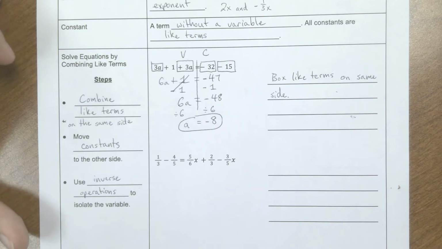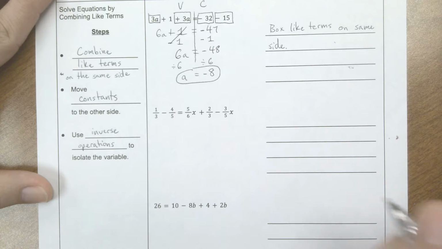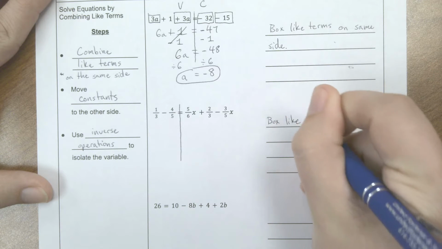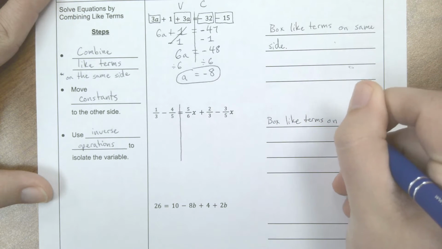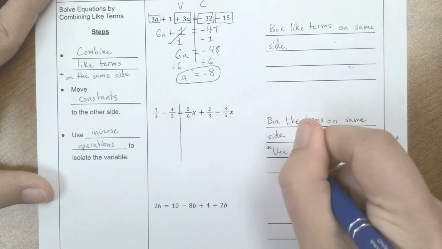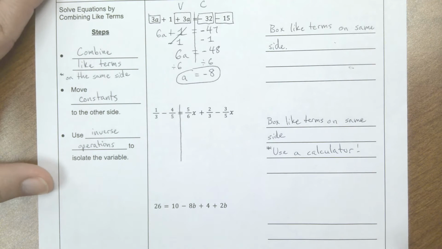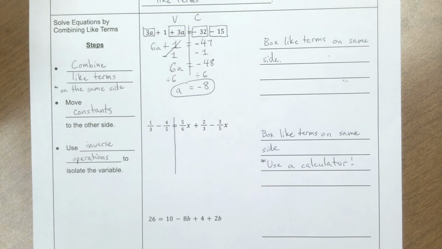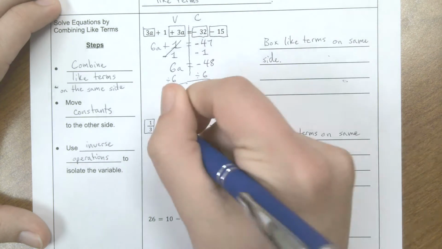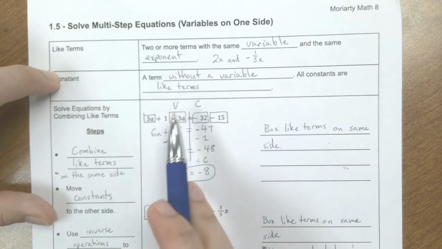Okay, there we go. Now you can do the same thing with fractions too. You'll just use a calculator. I'm going to start by saying box, just like I did before, box like terms on same side. I'm also going to say use a calculator. Very important. You should always use a calculator. You have them available to you through Desmos. So here we go. My like terms on the same side: 1/3 is like terms with negative 4/5. And these guys right here, they're what we call the constants, a term without a variable.